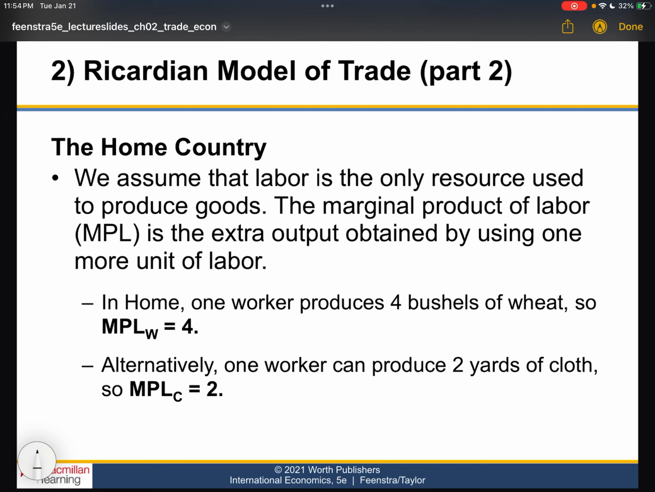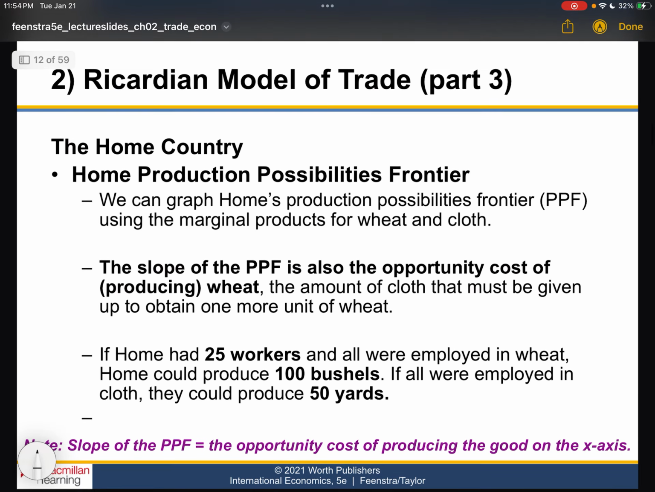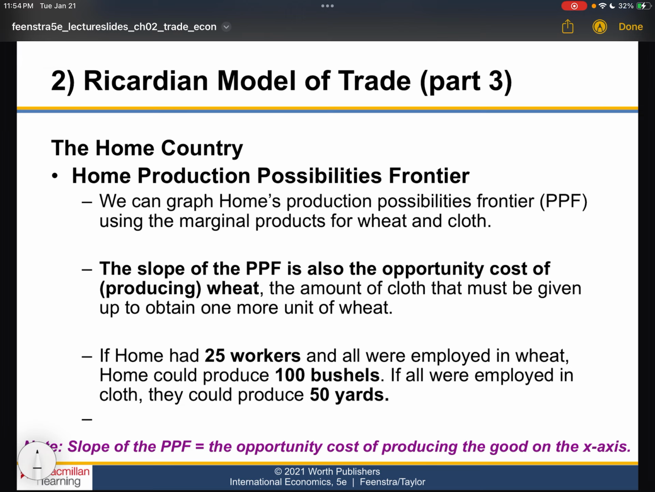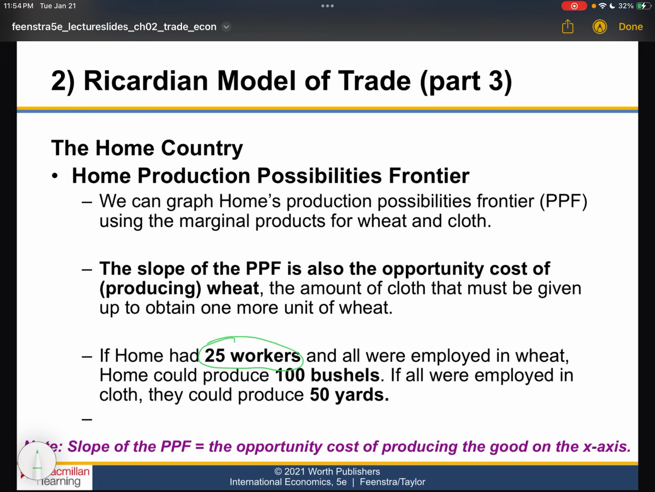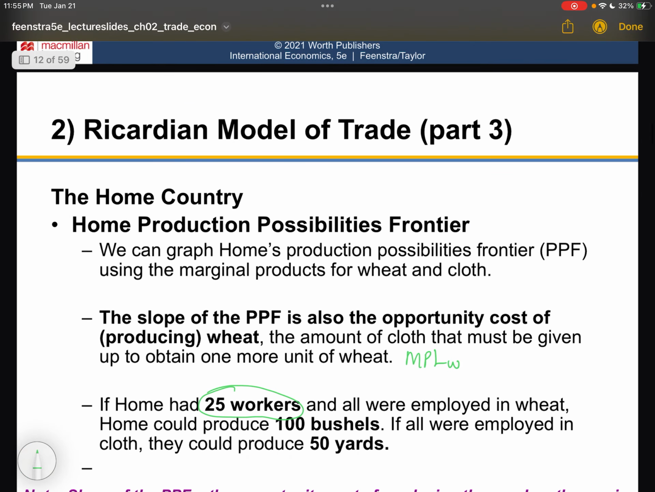Alright, so in home, one worker can produce 4 bushels of wheat, or they can produce 2 yards of cloth. So the marginal product of labor for wheat is 4 in home. Marginal product of labor in cloth is 2 in home. With that, can we draw the PPF? Well, not yet. We will need information on how many workers there are in home. So if home has 25 workers, right, marginal product of labor in wheat, it's 4, and marginal product of labor in cloth, that's 2.